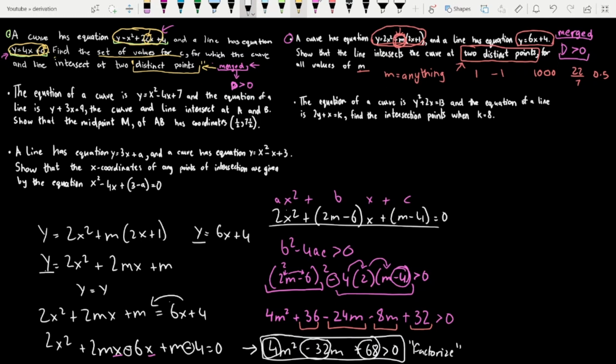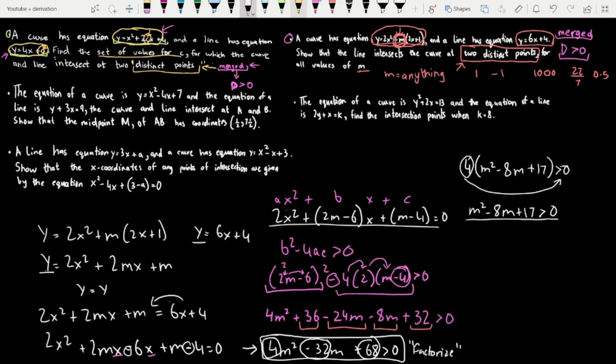If I take 4 out common, I'm basically going to be left with m squared, and I believe 8m, and then 68 divided by 4 would give me 16, no, it'll give me 17. So I'll have m squared minus 8m plus 17, and then if I divide this 4 over to the other side, 0 divided by 4 is just going to be 0. So now I've simplified it, and I'm left with this.